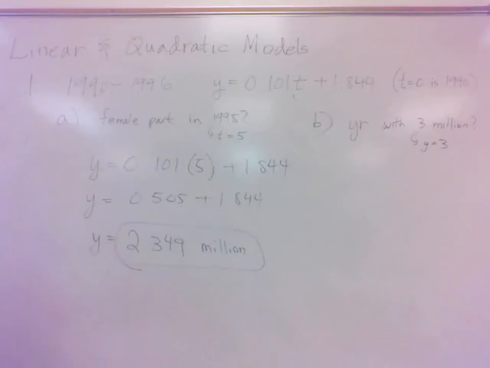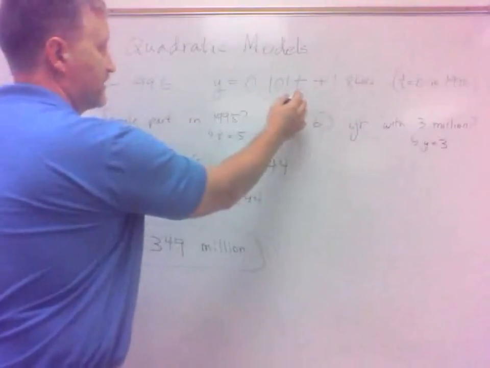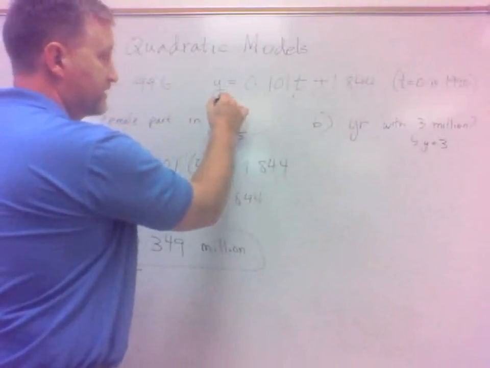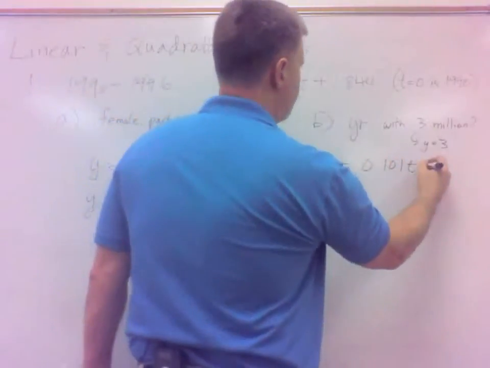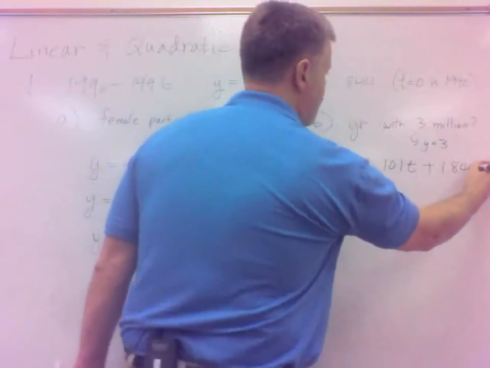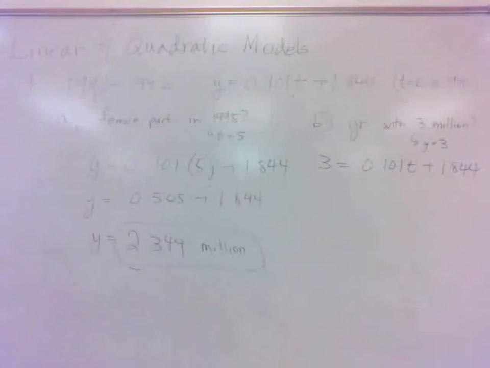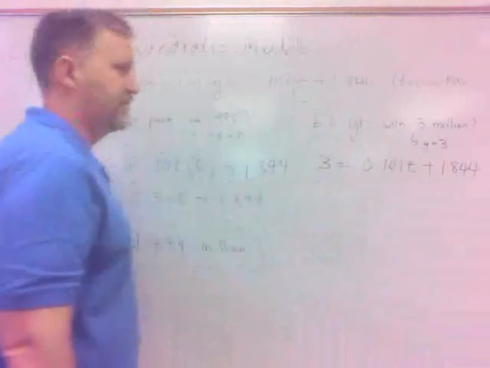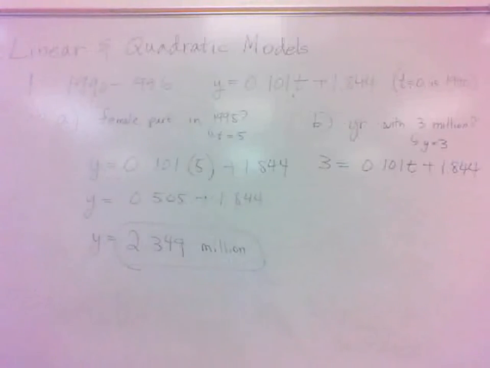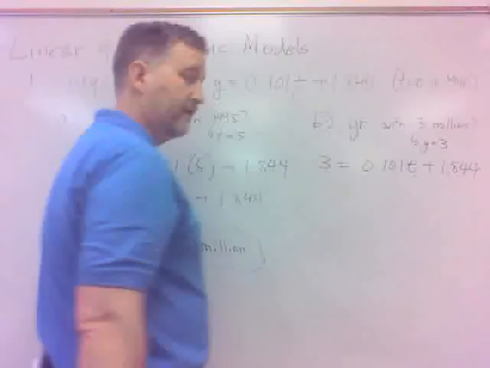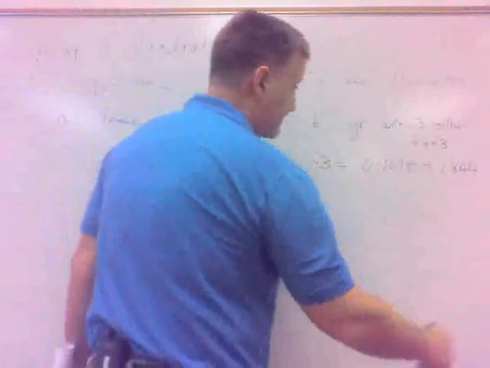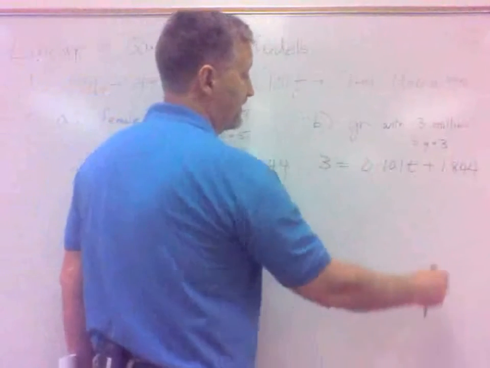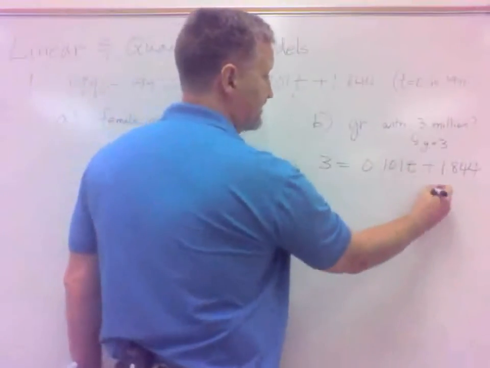So in this case, instead of giving a t value, they've given me a y value. Y is going to be 3 for 3 million. If I plug that in, y to be 3 in the model, what that gives me is a little bit more of a challenge, not too bad. I have to solve here for t. It's just solving a linear equation, which we've done previously. Just get the t value by itself. So how would I do that?